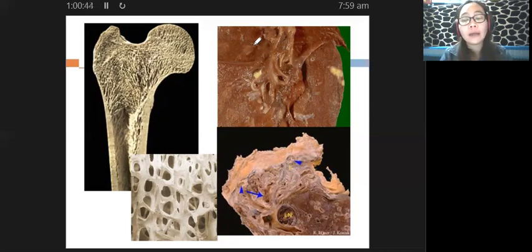Okay, and for your spongy bone, on the other hand, it is referred to as cancellous. Okay, so it is referred to as cancellous bone tissue in histopath. Okay? Yan. So, please do not forget.